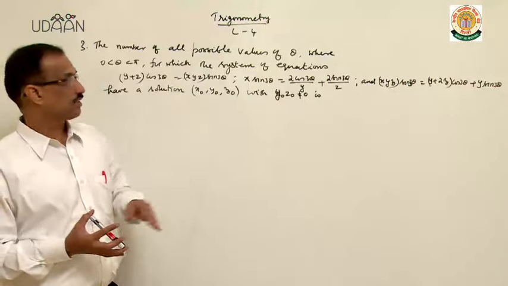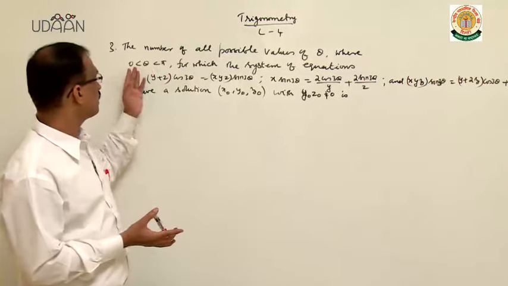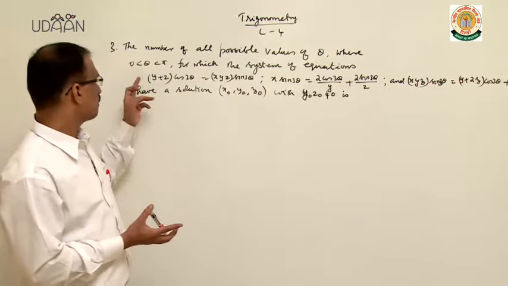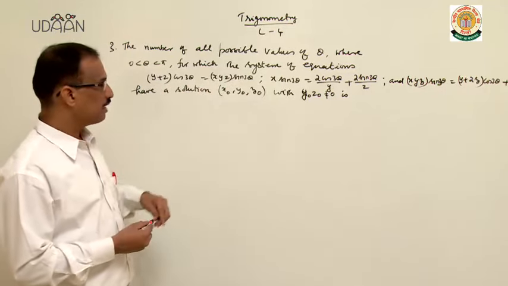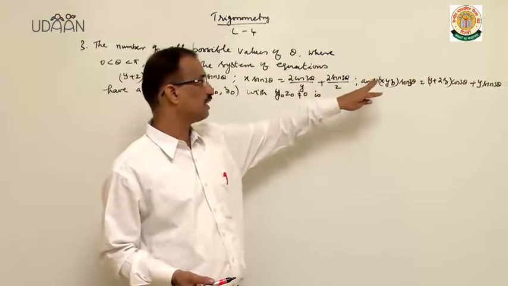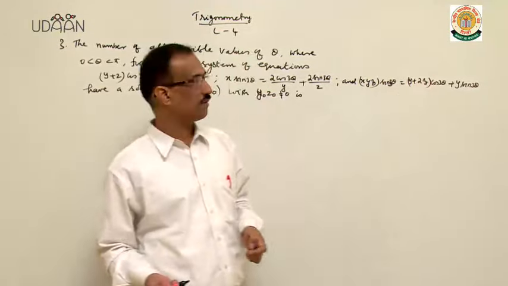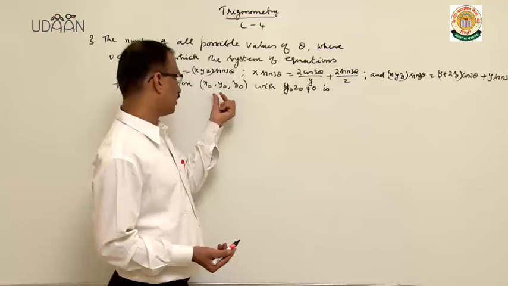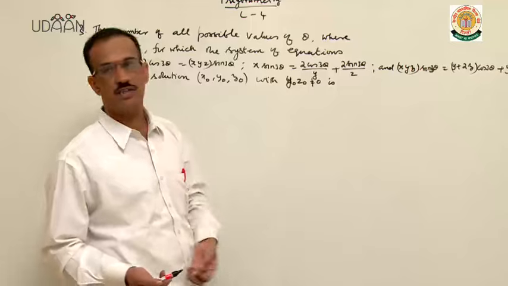Now the next question, what it says, the number of all possible values of theta where 0 less than theta less than pi, for which the system of equations y plus z into cos 3 theta equals xyz sin 3 theta, and x sin 3 theta equal to 2 cos 3 theta by y plus 2 sin 3 theta by z, and xyz into sin 3 theta equals y plus 2z cos 3 theta plus y sin 3 theta, have a solution in the ordered pair, that is x naught, y naught, z naught, with y naught, z naught not equal to 0, is.